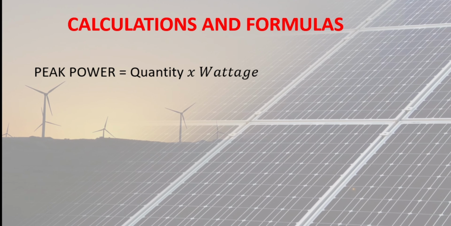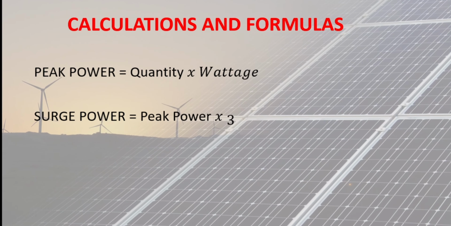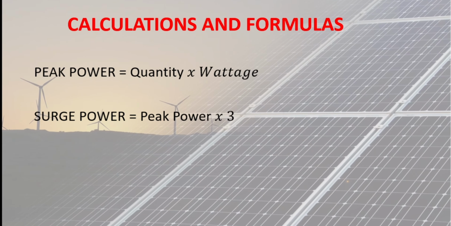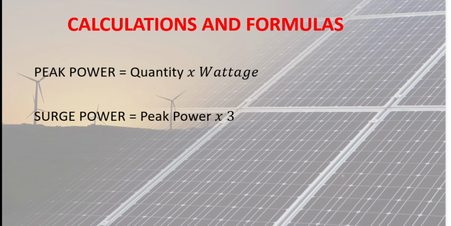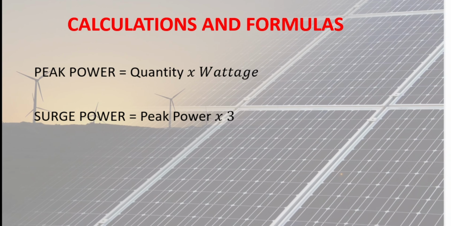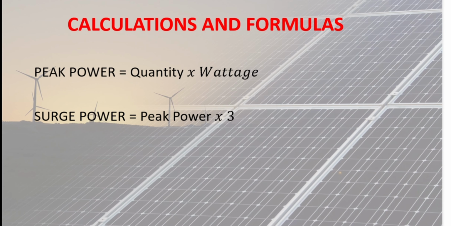After peak power, we have what we call surge power. The surge power can be calculated as 3 multiplied by the peak power. Why multiplied by 3? We multiply by 3 so that our system can be able to accommodate higher voltage and lower voltage.